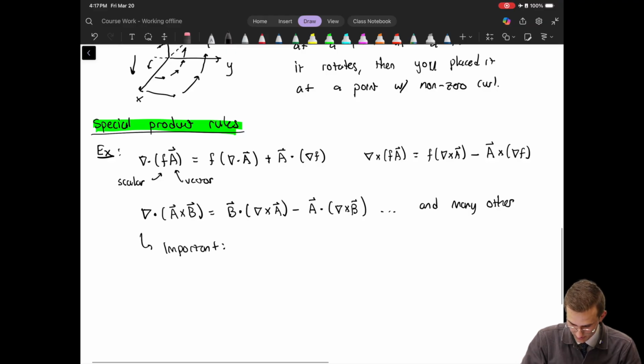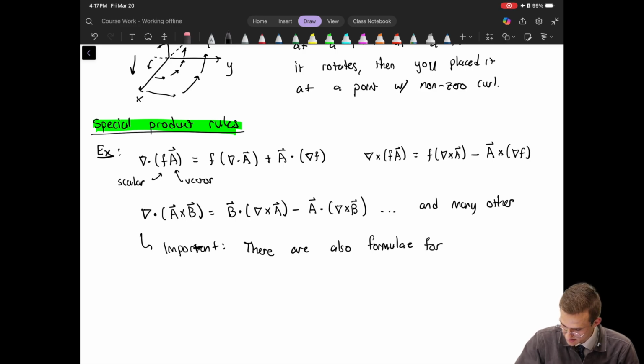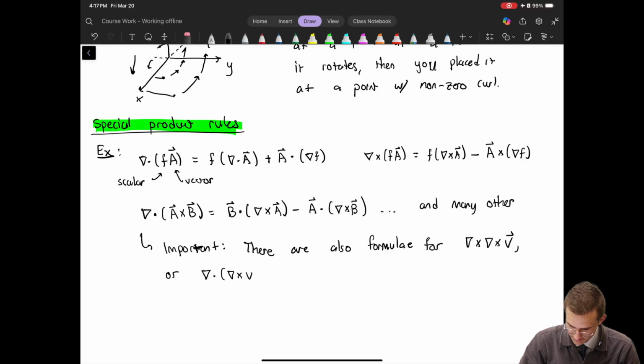Another important thing to know, and this is particularly important because it's how we'll derive the electromagnetic wave equation down the line, for example, is that there are also formulae for second derivatives. Like the curl of the curl of a vector field, or the divergence of the curl of a vector field, which, as a note, happens to always be 0.